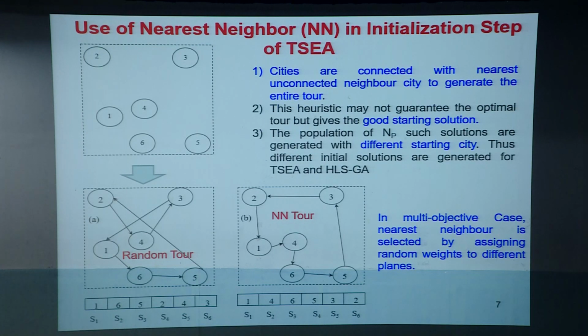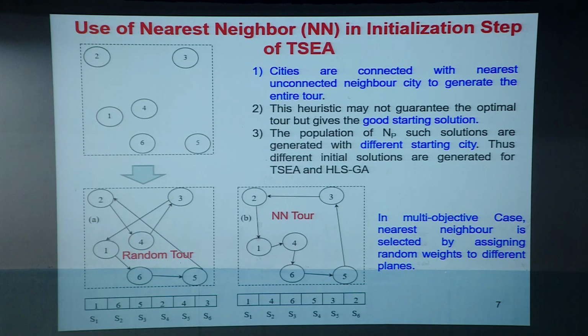But when we apply the nearest neighbor, for instance, let's say we are starting with this city 1. The nearest neighbor for city 1 is 4, so we will connect to 4. For 4, the nearest neighbor is 6, so we will connect to 6. So 6 is the nearest available city. And in this manner, we will generate the entire tour like this. So you can see that there is no cross connection. So this is a much better solution compared to a random tour.